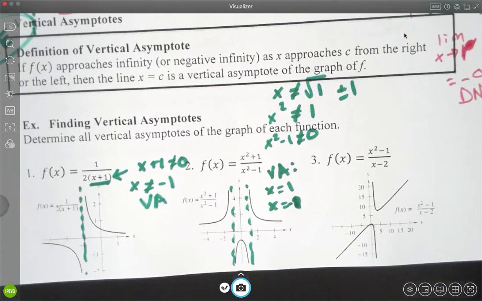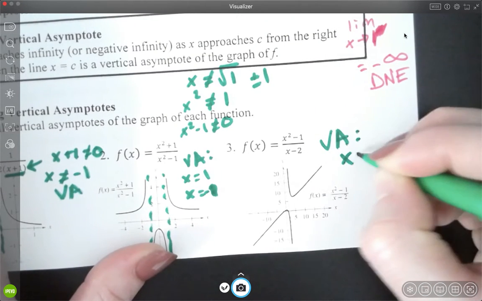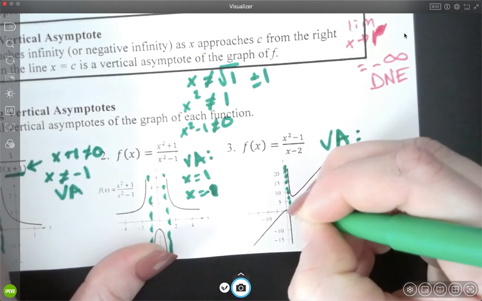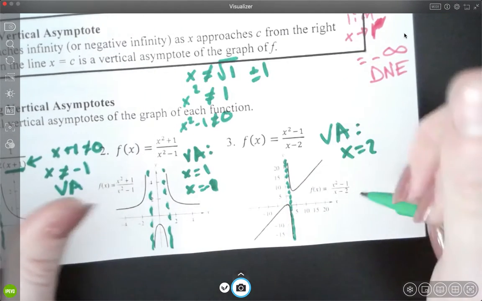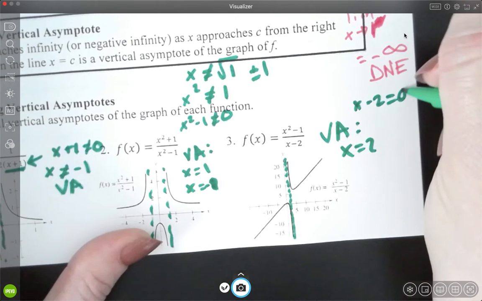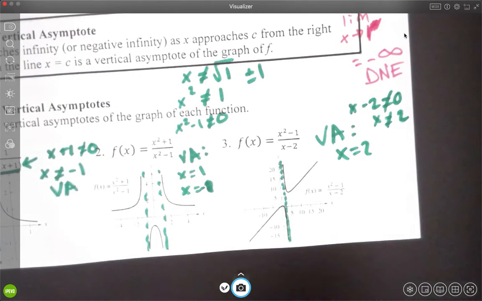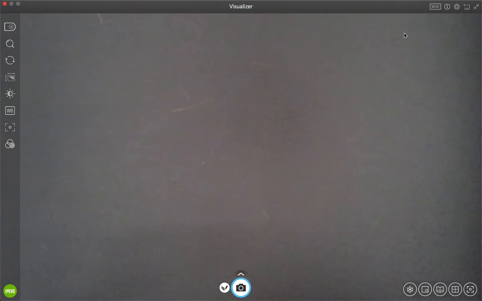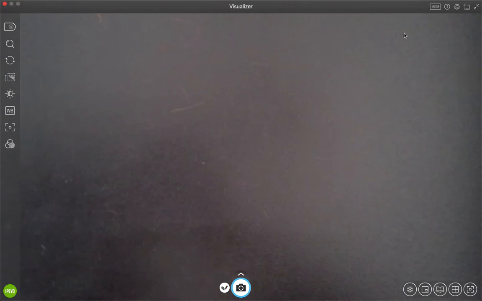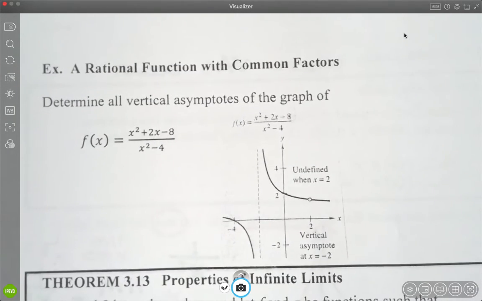What about 3? What's the VA there? The VA is at x equals 2. It's hard to tell from the graph that that's actually at 2, but if you look at the units, it makes sense, because x minus 2 can't be 0. So x can't be 2. Okay, good? Good. All right, go to the middle page. Okay, next. All right, this one.